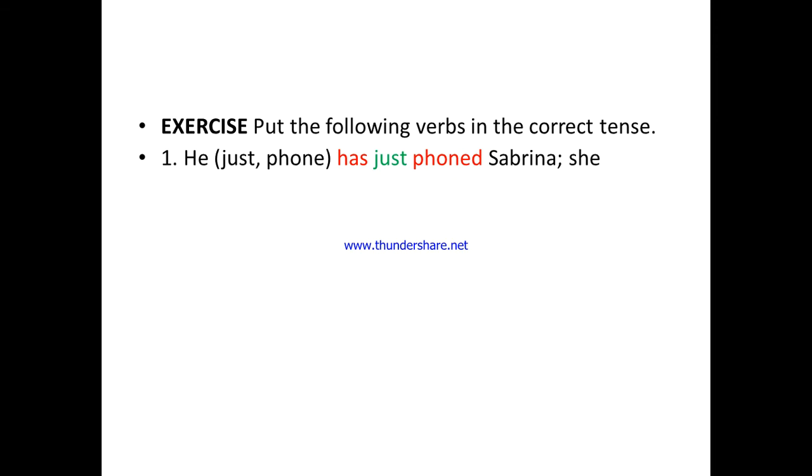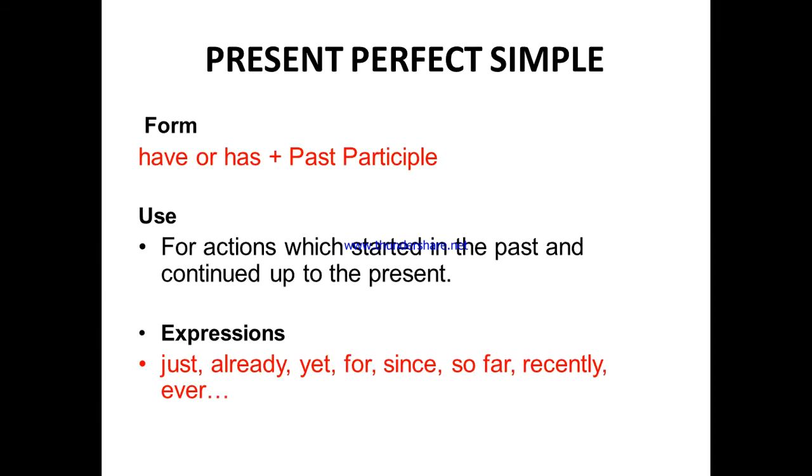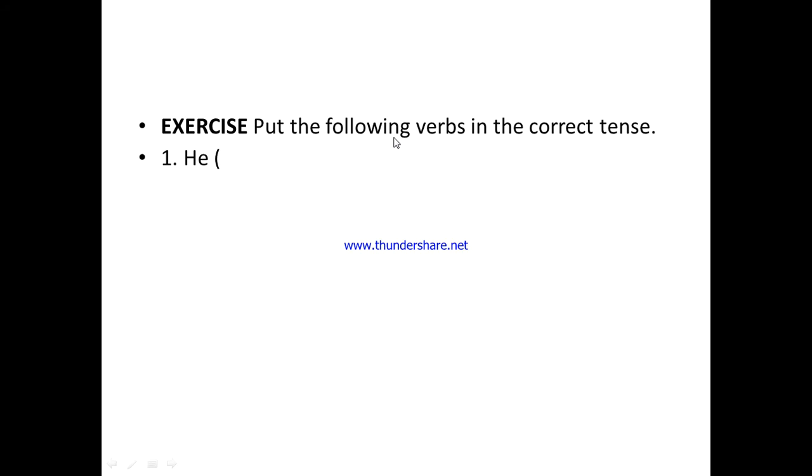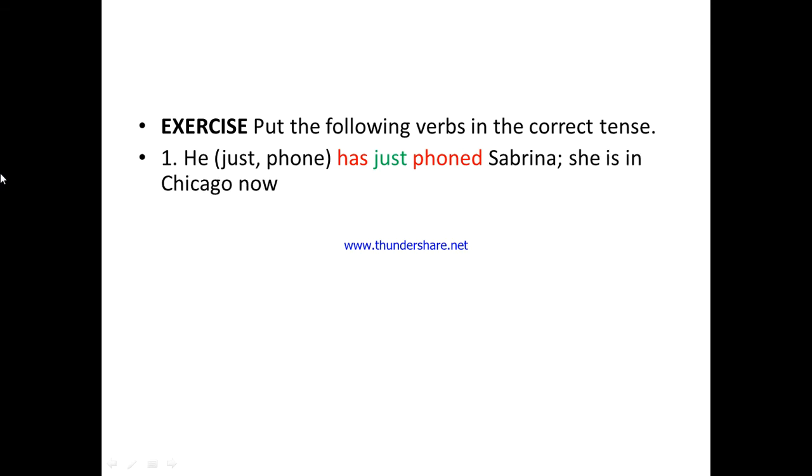Okay? He just phoned Sabrina. She is in Chicago now. So here we have "just", meaning a moment ago. When we see these expressions, we use the present perfect simple. So the first example: he just phoned Sabrina. She is in Chicago now. We have the expression "just", and it comes between the auxiliary have or has and the verb. Here we have the past participle and here we have "has". Why did we use "has" and not "have"? Because we have "he", and with "he" we use "has". So he has just phoned Sabrina.